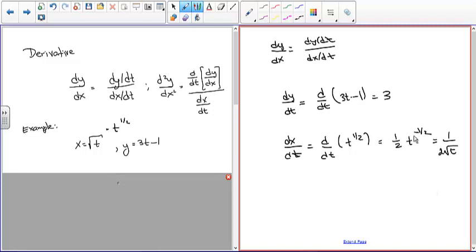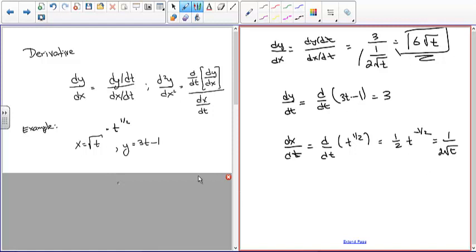So I move this to the denominator, rewrite it. So dy/dx is just equal to 3 divided by 1 over 2 square root of t. Okay, and this is in the denominator, so I could take the reciprocal. So you'd end up with 6 times the square root of t if you simplify it. And that's the answer. So the slope of the tangent line to this curve as a function of t is 6 times the square root of t.